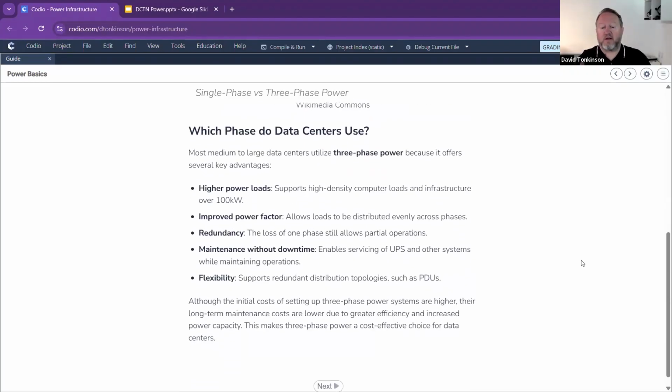So the benefits really are there. With triple phase, you can put a higher power load through the system because remember, power is watts. So we are now supplying it 3 times rather than once. So we can get a higher power, supports higher density computing systems.